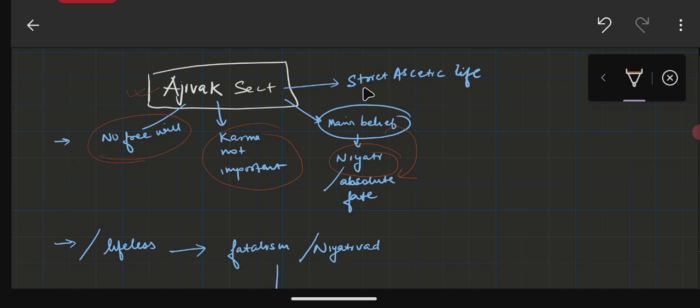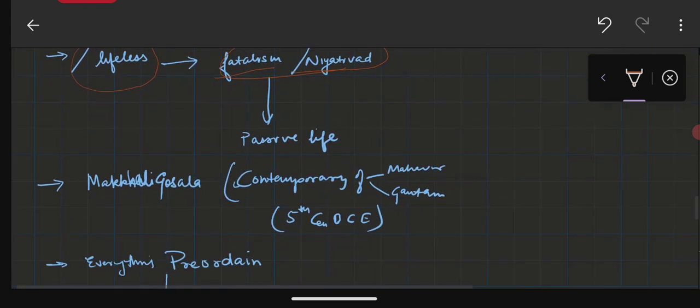They talk about strict ascetic life. Their main belief is niyati or absolute fate. They believe that everything is predetermined. We don't have to do anything. So they are more inclined toward a lifeless life, where they believe in fatalism or niyativad. What is fatalism or niyativad? It is basically that we need to live a passive life because there is nothing we can do by having an active life.